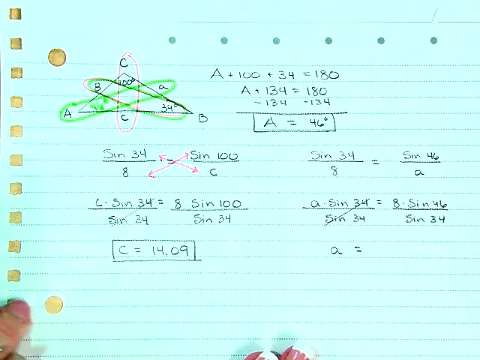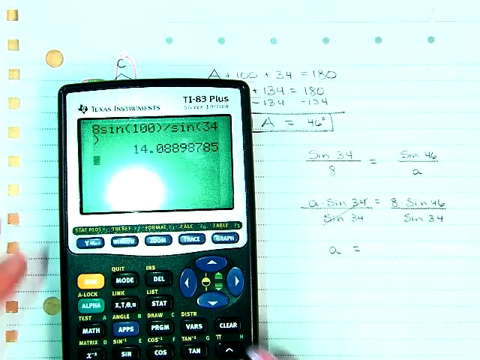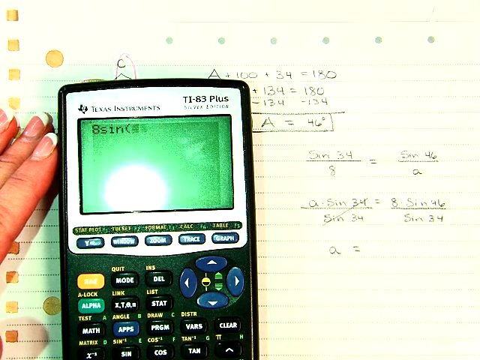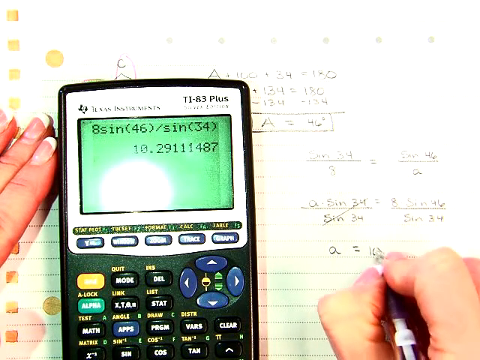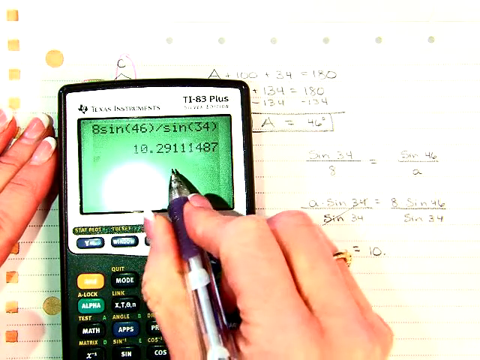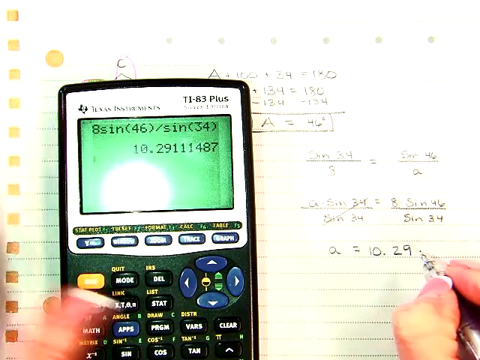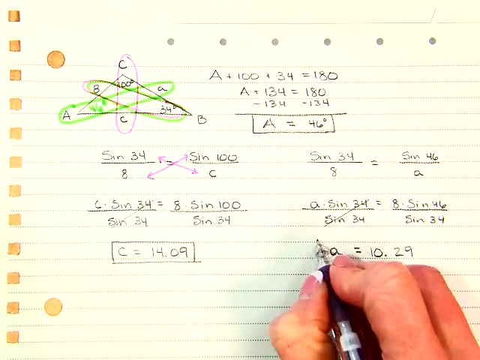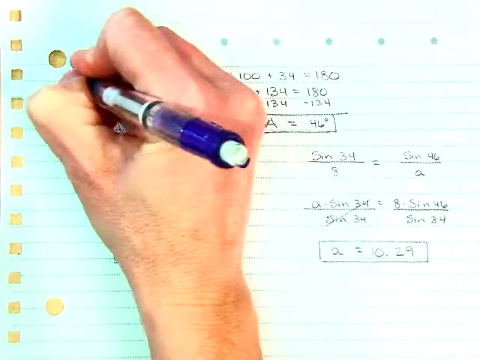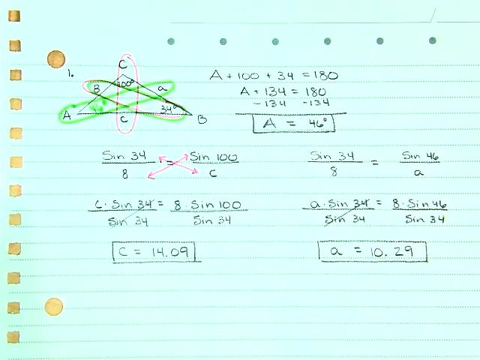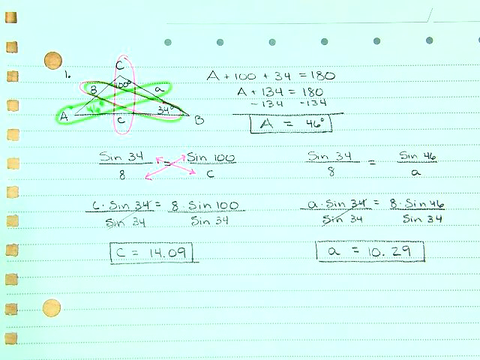And then I'm going to go to my calculator and crunch this out. So I'm doing 8 sine 46, close that out, divided by sine 34. Enter, and I get 10.29, rounding to the nearest hundredth. And that is that first example from our note sheet. Okay? So that is just a very basic law of sine. So now we're going to look at example 2.